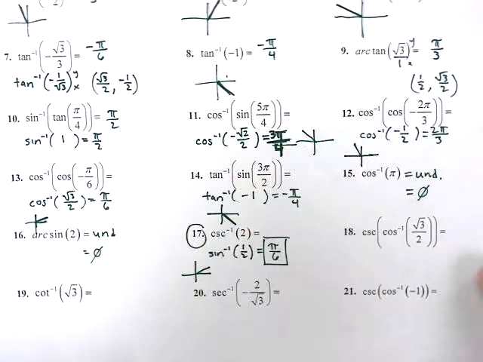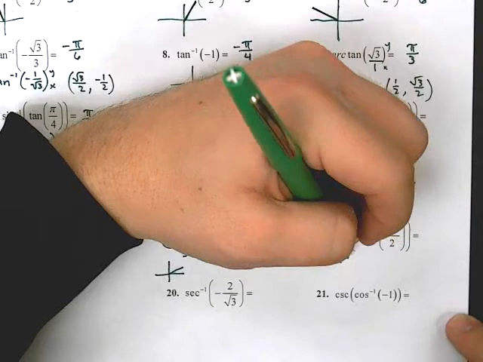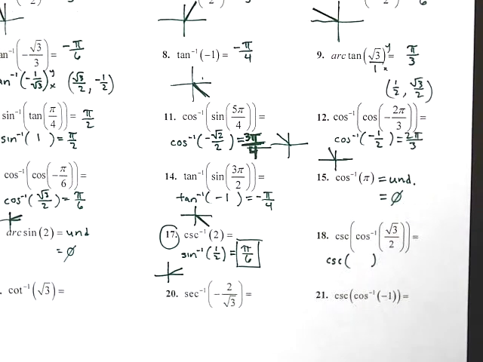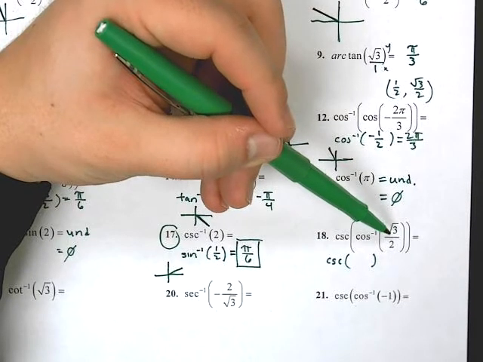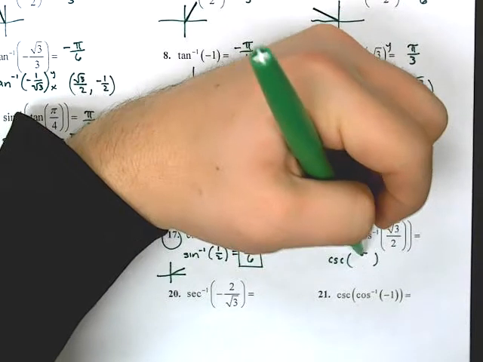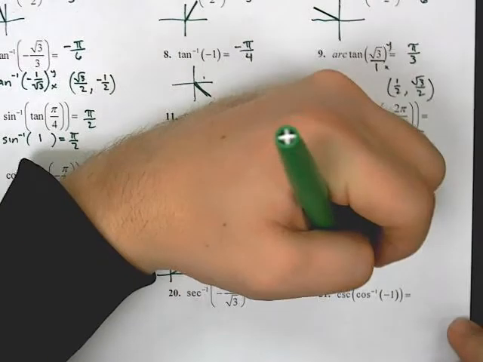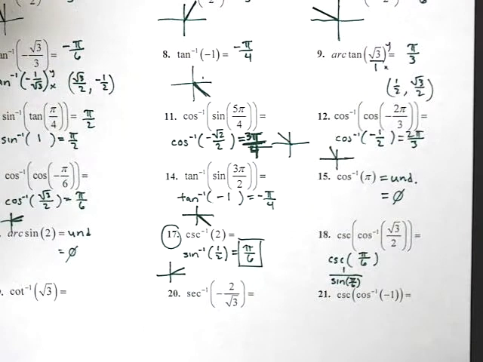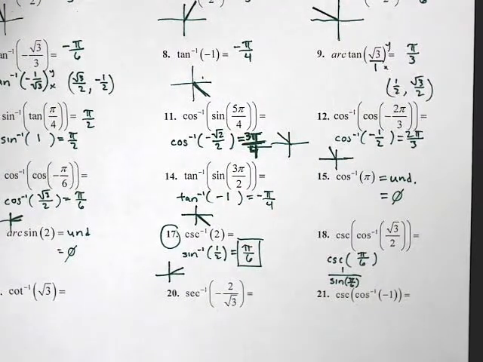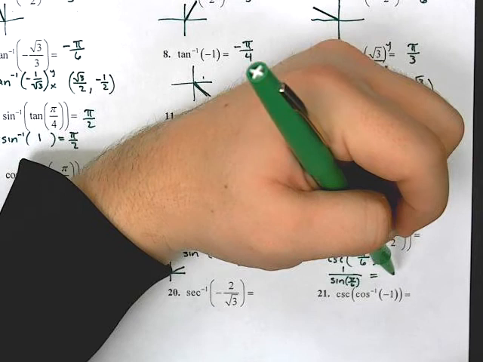So I should have been boxing these all along. Sorry, guys. Okay. When we take a look at something like 18, well, we're going to take the cosecant of the inverse cosine of root 3 over 2. Okay, so let's see here. Root 3 over 2, x value, correct? X value is at pi over 6. Now we need to take the cosecant of that. Well, cosecant is really the reciprocal of sine. So we need to get sine and then flip it. Well, sine of pi over 6, our y value is 1/2, right?